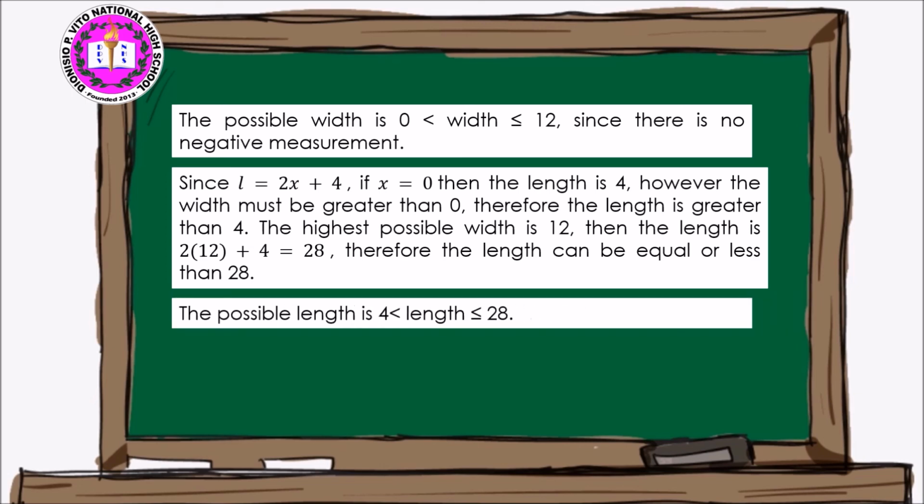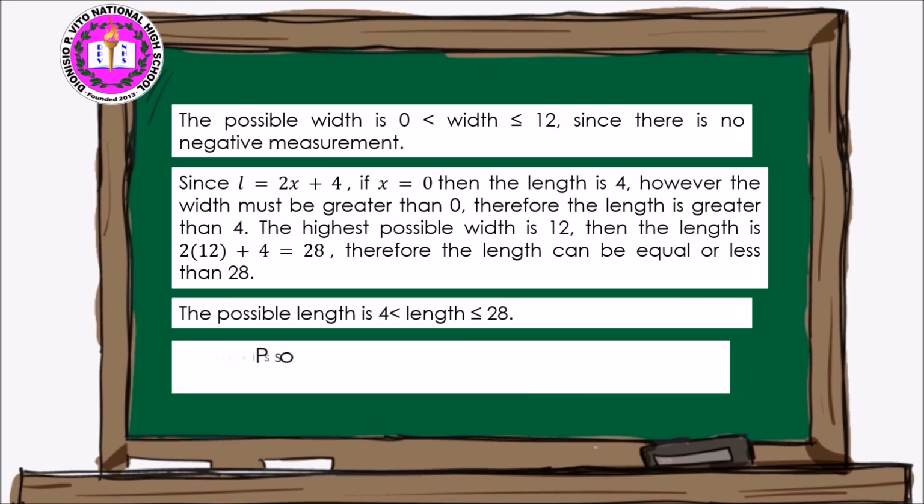The possible length is greater than 4 but less than or equal to 28. So the possible dimensions of the rectangle are: the width is 12 and the length is 28; another, the width is equal to 11 and the length is equal to 26, and so on.